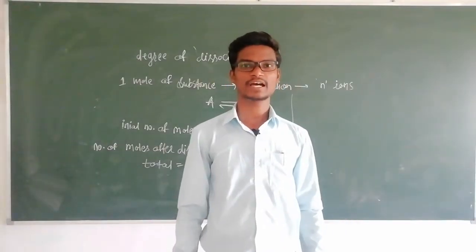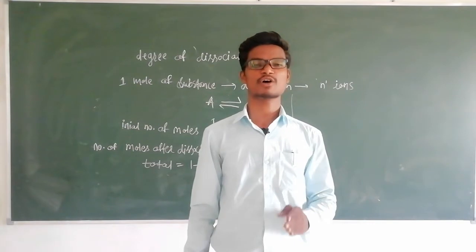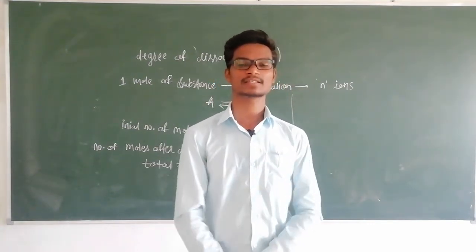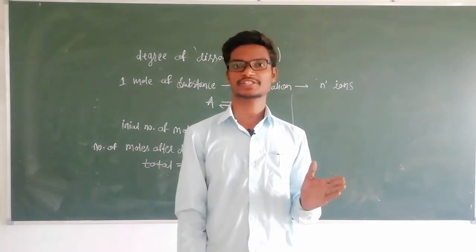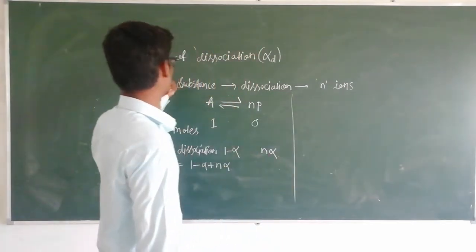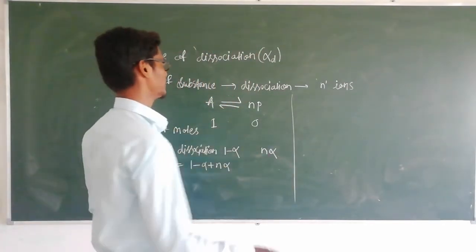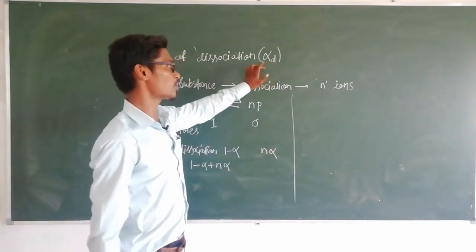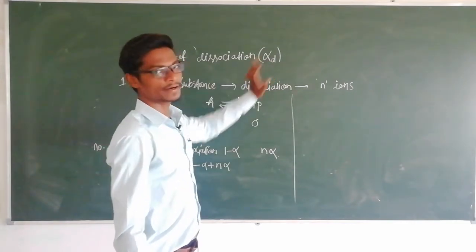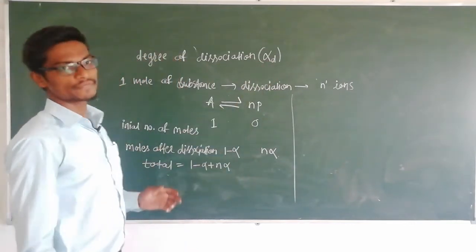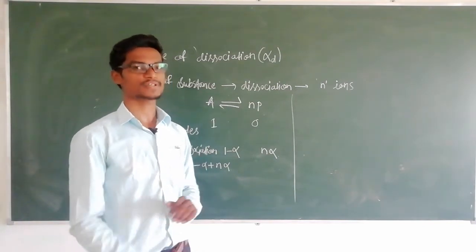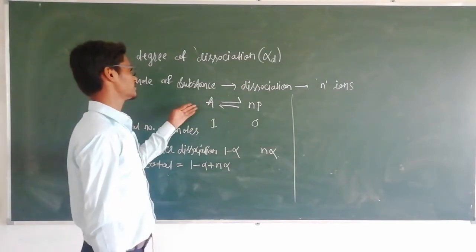Now we are going to learn what the degree of dissociation is. After adding solute particles in the solvent, they either get dissociated or associated. The degree of dissociation is denoted by the symbol alpha with a small prefix d, alpha d. Suppose we have 1 mole of a substance, denoted by A.